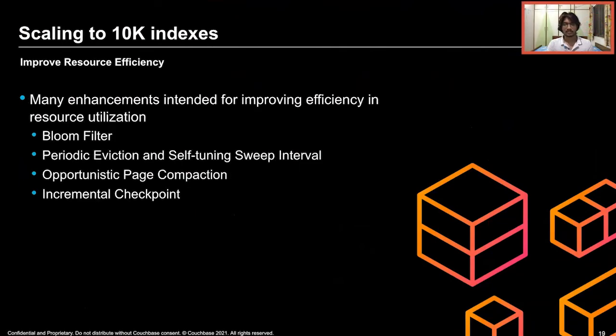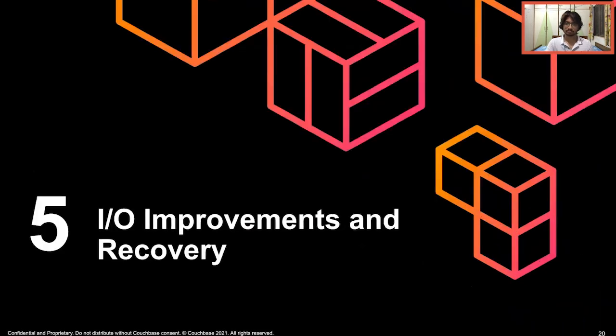Many enhancements were carried out to improve the resource utilization efficiency, and some of them are: improved bulk data load with Bloom filters, a self-tuning periodic eviction, opportunistic page compaction, and incremental checkpointing for better recovery. Now let's take a deeper look into the I/O and recovery improvements.